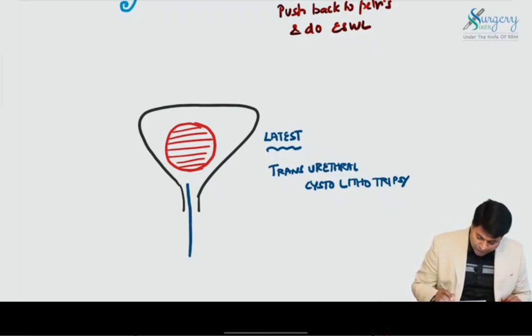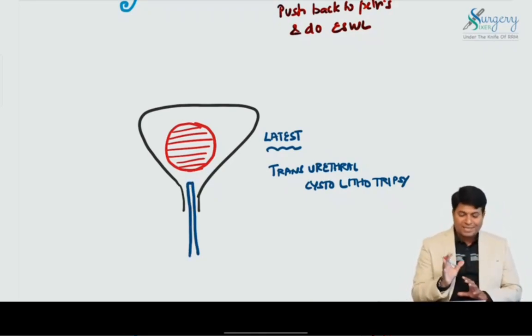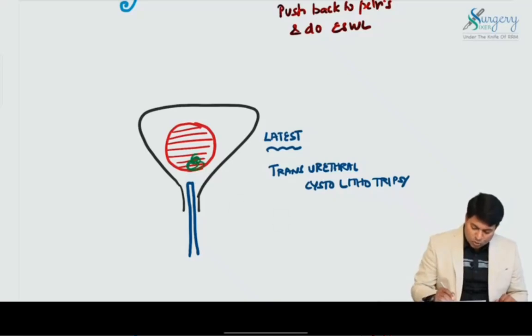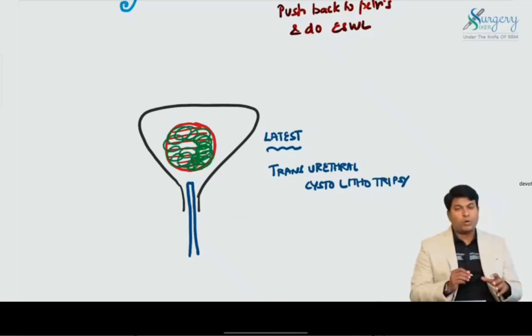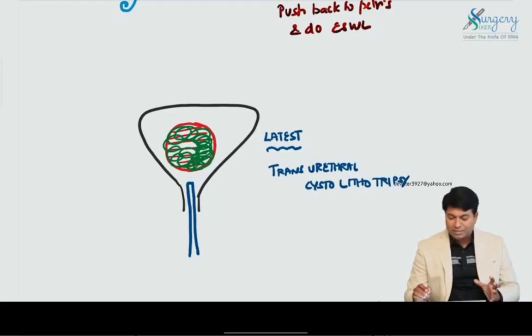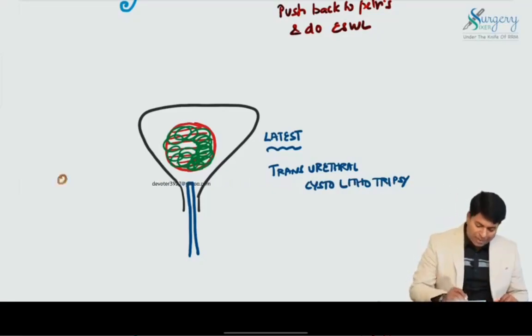You can go through the urethra and put a scope inside. A cystoscope will be put inside. With that, we break the stone into pieces and retrieve the entire stone. That is known as transurethral cystolithotripsy. The old method of open cystolithotomy, nobody is doing nowadays.